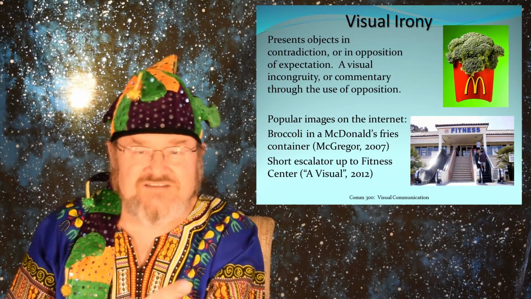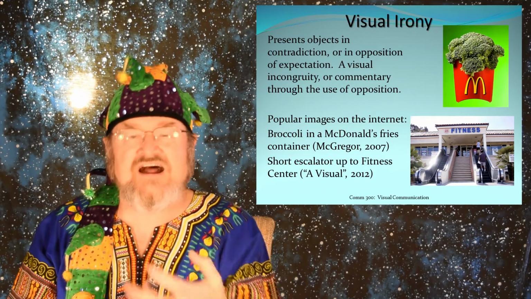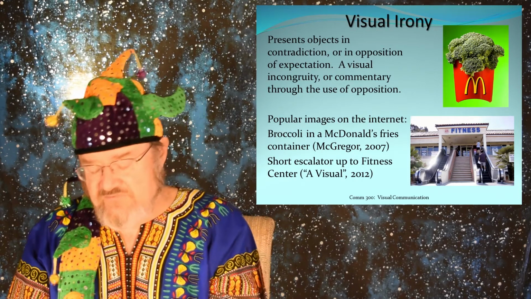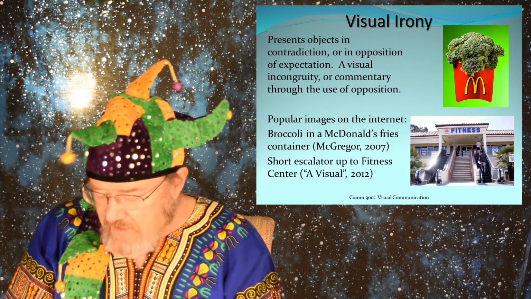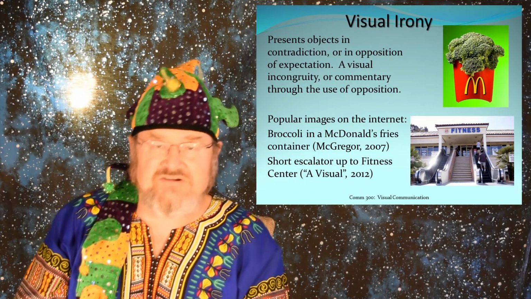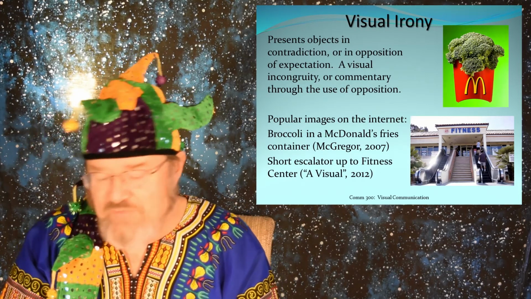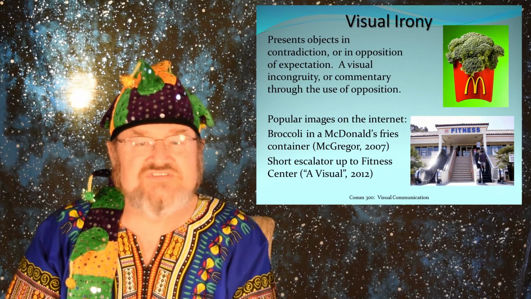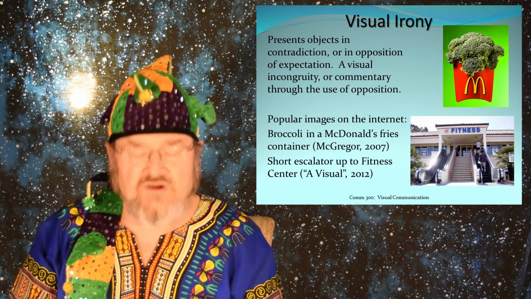Broccoli in a McDonald's cup, and the irony of the health food in the French fry cup. Other ones include the short escalator up to the fitness center, right? And the bird on top of the no bird sign. Those kinds of things are visual irony.